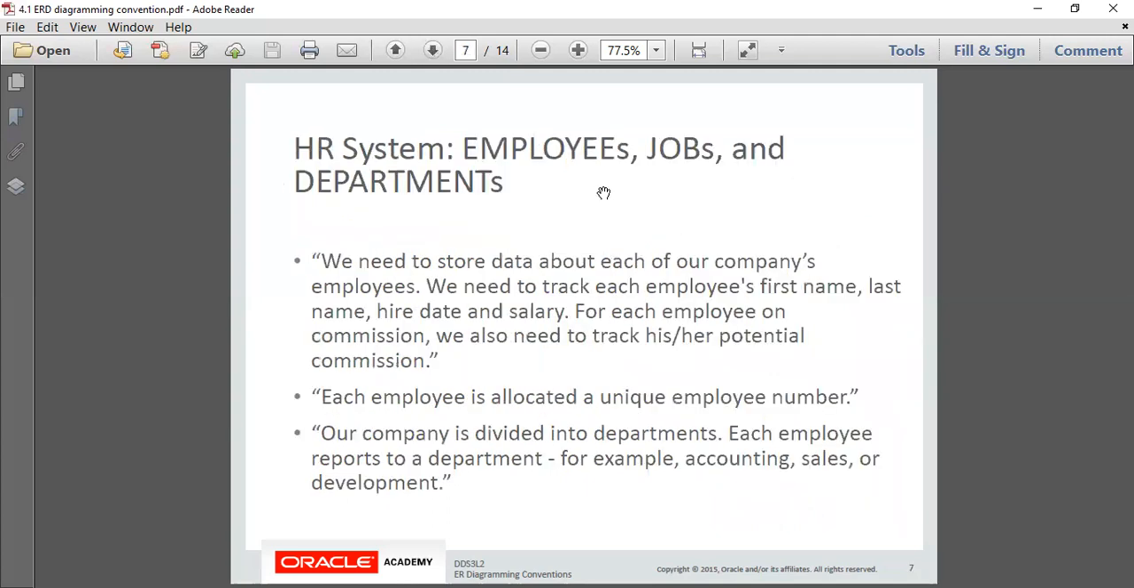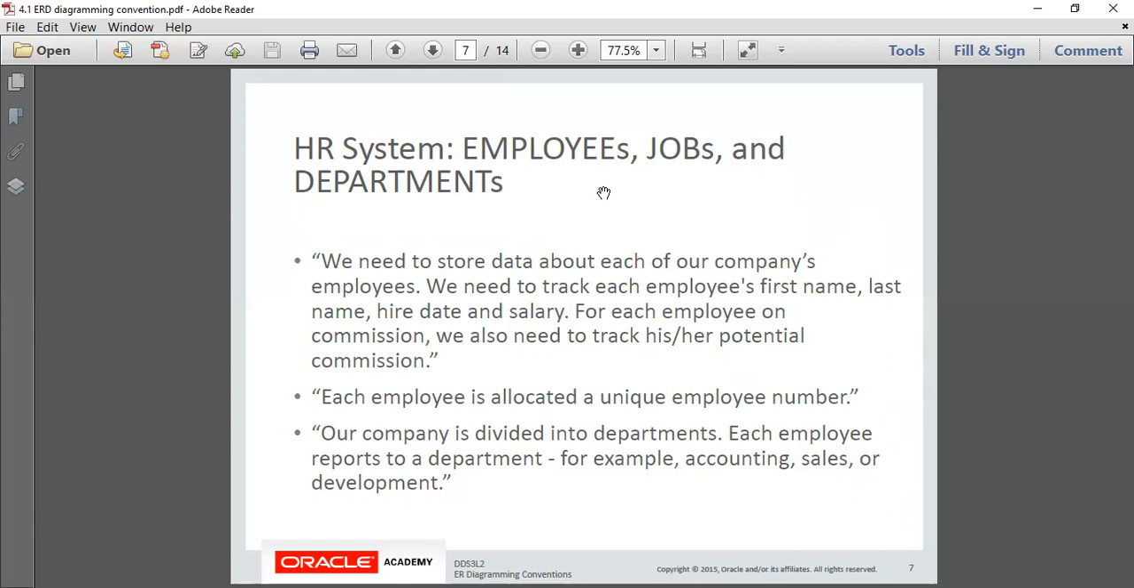So we have a small scenario here, the HR system. And in the HR system, we have quite a number of entities. For instance, we have the employees, we have the job, and we have the department entity. So in this particular lesson, we are going to look at how we can model a HR database system, and we have 3 entities that we are going to illustrate.